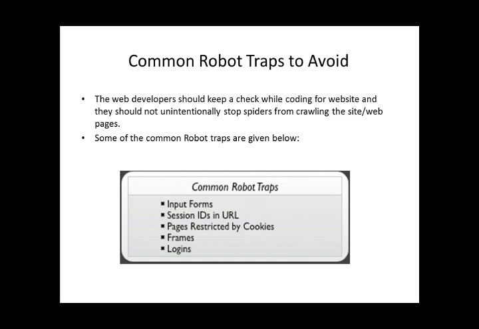So the first thing would be input forms. Input forms are a kind of trap for the robot, because if it's an input form, the Google robot will not go out and index all the other pages when it gets into input forms.